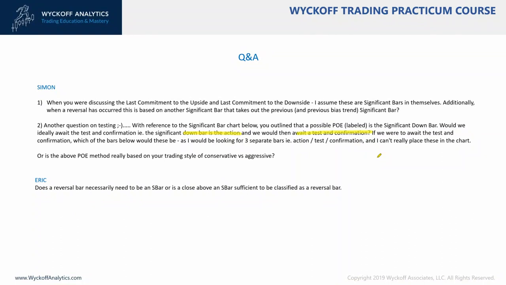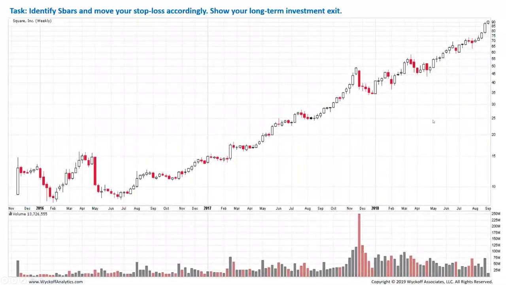And then the last one: is the above point of entry method really based on your trading style of conservative versus aggressive? I wouldn't say that I define the reversal as a conservative or aggressive style, but now that you're asking me, I think this is more of a conservative style, not necessarily aggressive. Because if you think about how the significant bars act, so here is a slide for us. This is going to be an exercise.